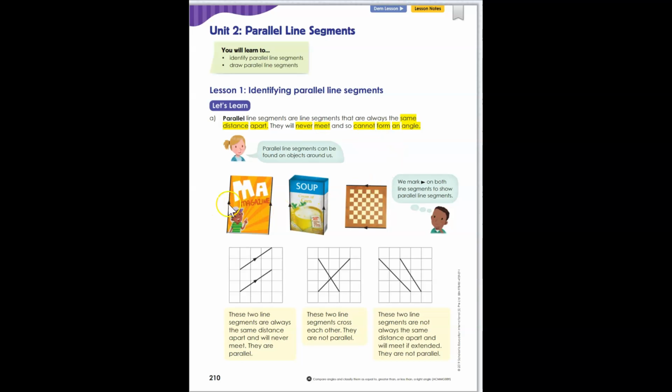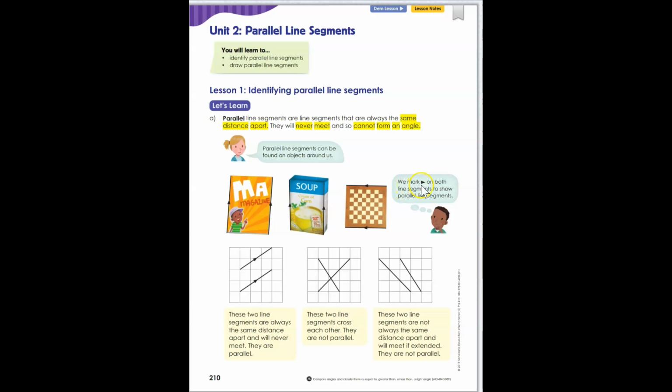Okay, so here we've got a magazine, and you can see the line here and the line here. This is parallel. They are the same distance apart. They're never going to meet because that's what those little arrows say, and they cannot form an angle. Here we have this soup and this soup. They are also the same distance apart. They will never meet and they cannot form an angle. Now the checkerboard, parallel lines are the same distance apart. They will never meet because of these arrows, and they cannot form an angle.